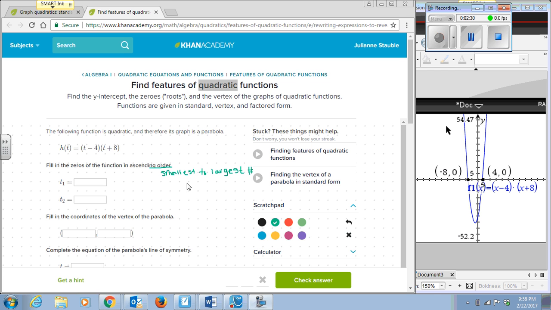Okay. And remember, we want the smallest to largest number. So when I have t equal or x equal, this is where we just need to write the x value, not the whole point. So I don't need to write -8, 0. I just need -8. And then the largest one would be 4.